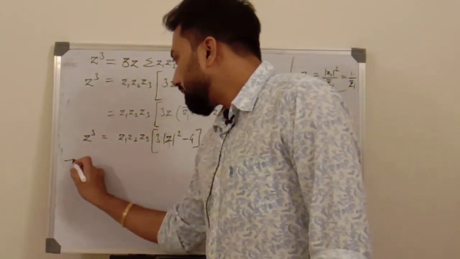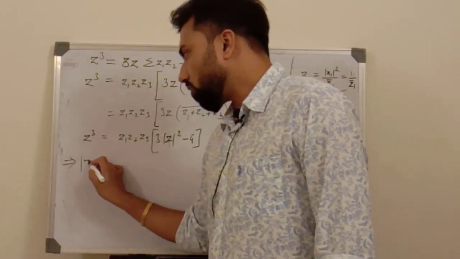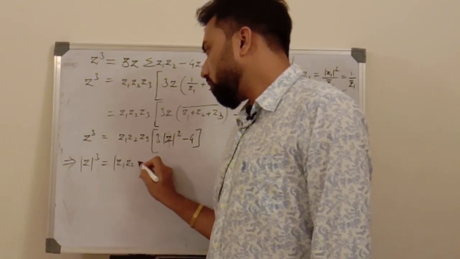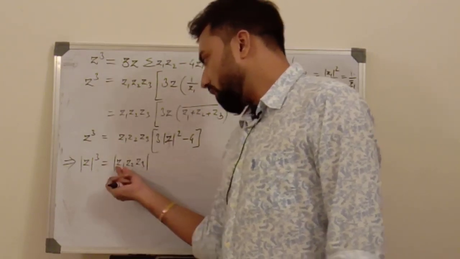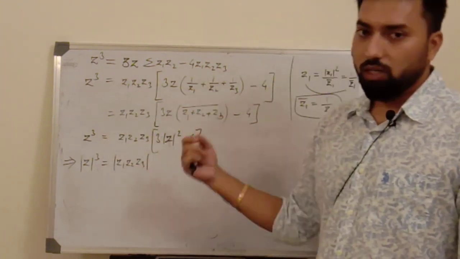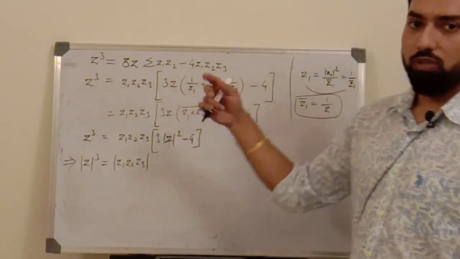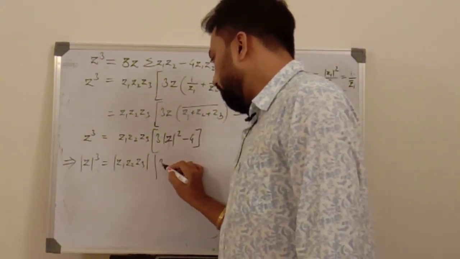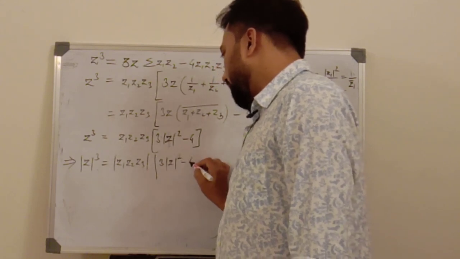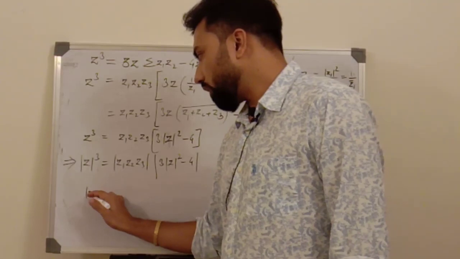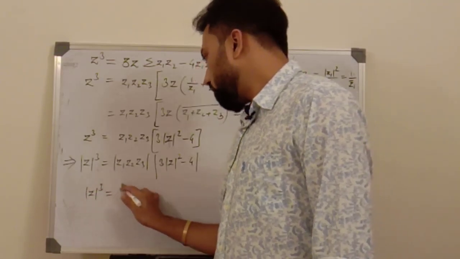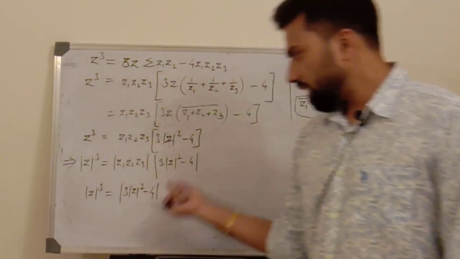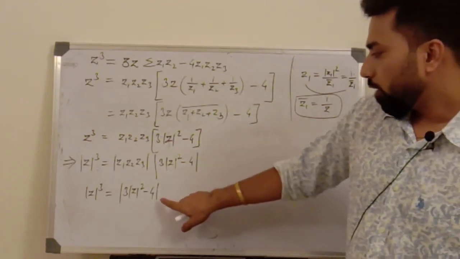So if you take the modulus over here, you'll get mod z cube is equal to mod z1 z2 z3. Now modulus of z1 is 1, modulus of z2 is 1, modulus of z3 is 1. So this thing will become 1 into 1 into 1, which is 1. After that we have the modulus of 3 times mod z square minus 4. This is 1. So the expression that we are getting is mod z cube is equal to mod of 3 mod z square minus 4. Now this is an equation in real numbers where modulus is involved.